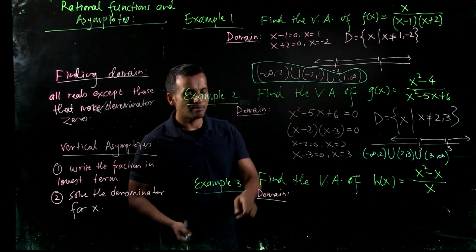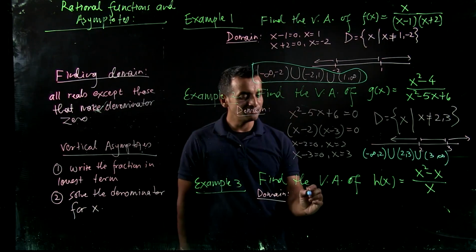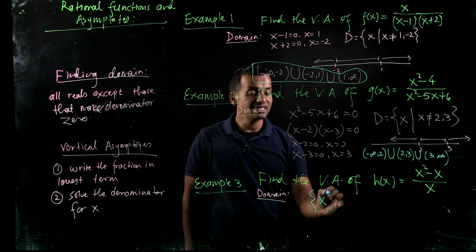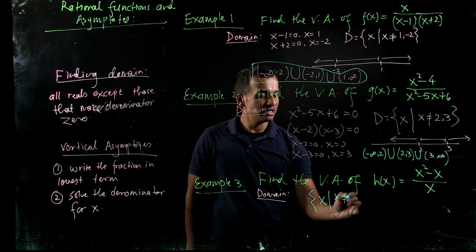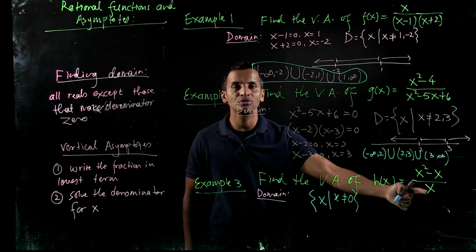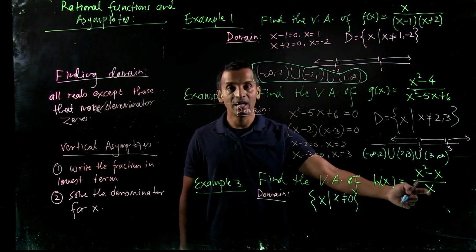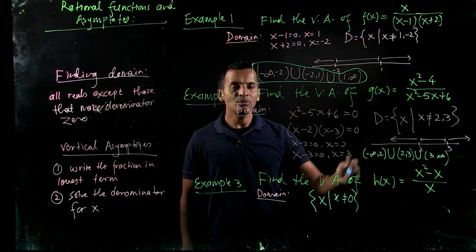Okay, let's take another example. Example number 3. What will be the domain of this? So the domain is all x except 0, right? Because if you solve the denominator for x, you'll get x equals 0. So that should not be in the domain. So all real numbers except x equals 0. So how do you write that?